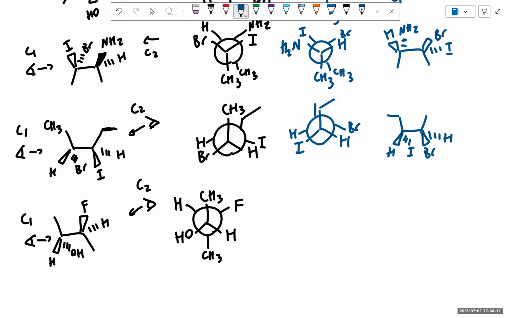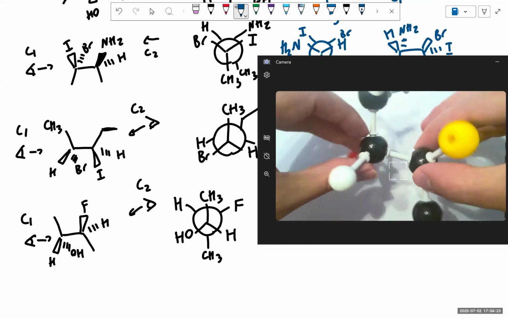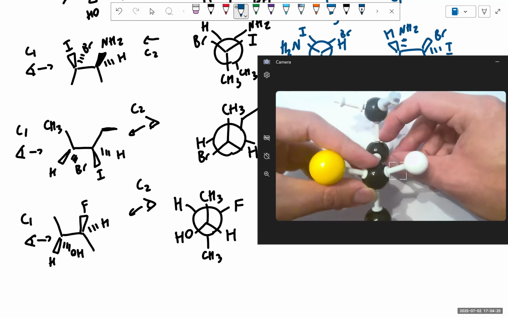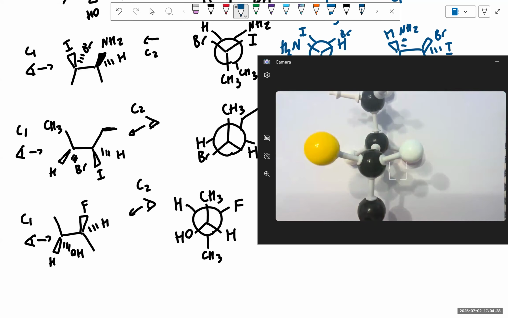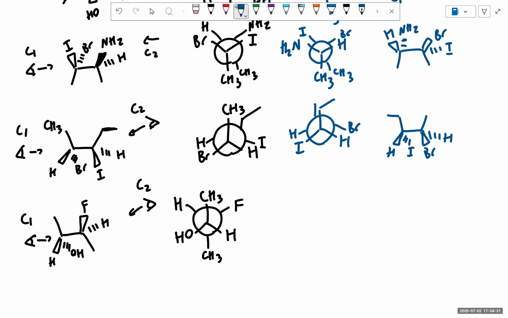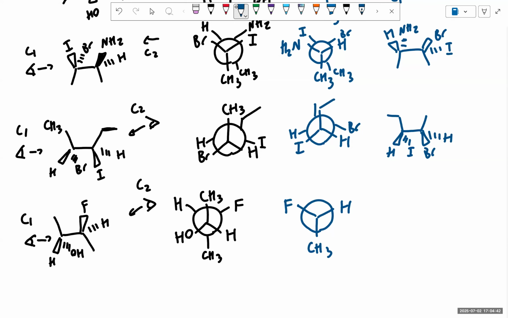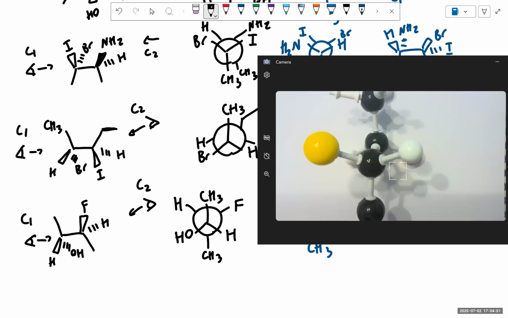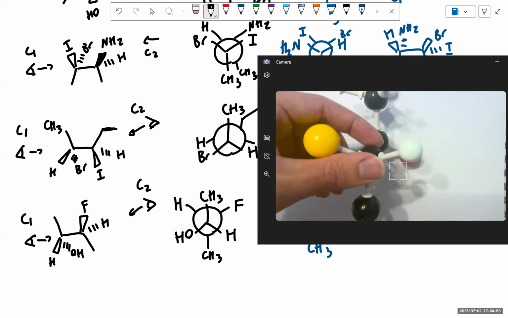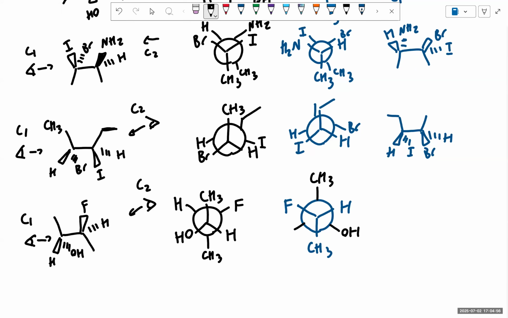If we want to draw the Newman projection looking down our back carbon, all we have to do is rotate our structure 180 degrees and look down carbon 2. Let's now draw what we see. In this case, the methyl group is pointing down on carbon 2. The hydrogen is on the right, and the fluorine is on the left. On the back, the methyl group's pointing up. The hydroxyl group, the OH group, is on the right, while the hydrogen atom in the back is on the left.